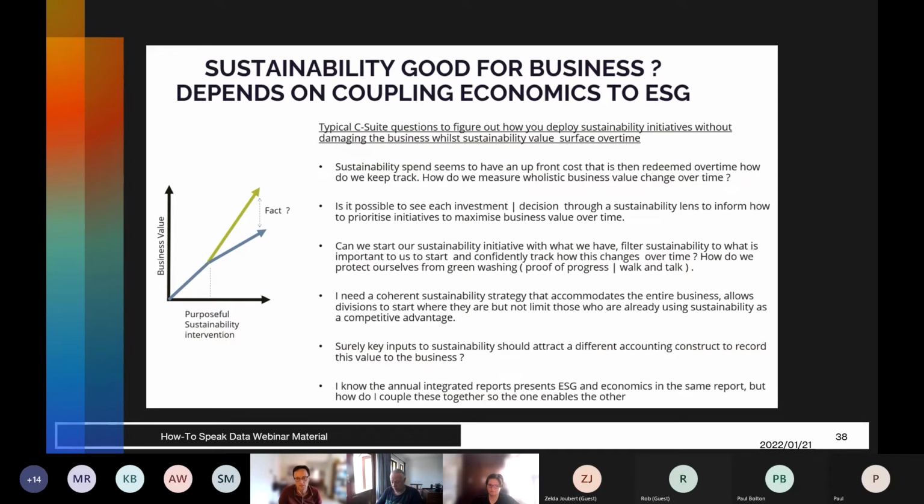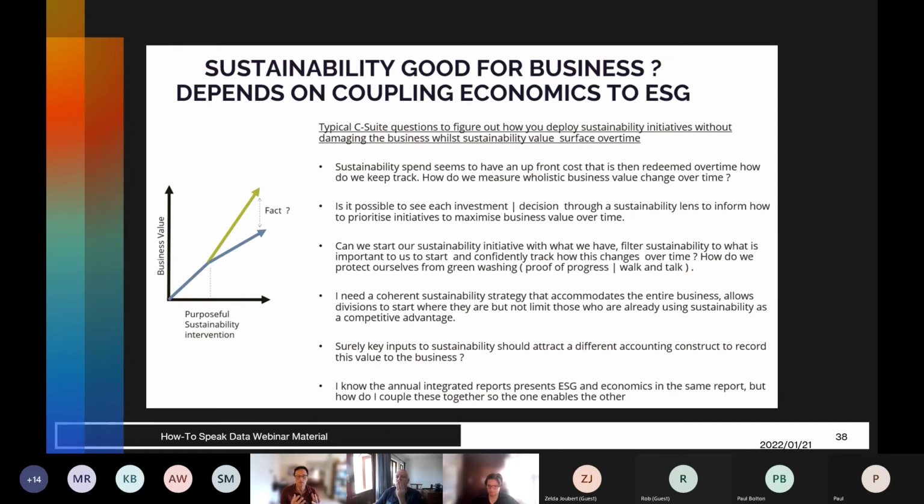And then just another question I'll just highlight. This is just for context. I need a coherent sustainability strategy that accommodates my entire business. And it allows divisions to start where they are, but not limited to those that are already using sustainability as a competitive advantage. And this is such an interesting question. We found this, we're working for a group of companies, a manufacturing concern, 7 divisions. 2 divisions are at sea with respect to sustainability, but one of the divisions is actually using it as a competitive advantage.